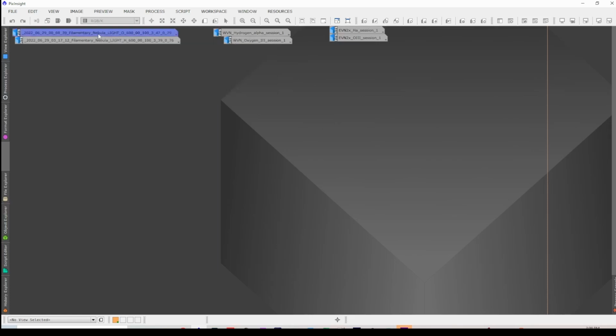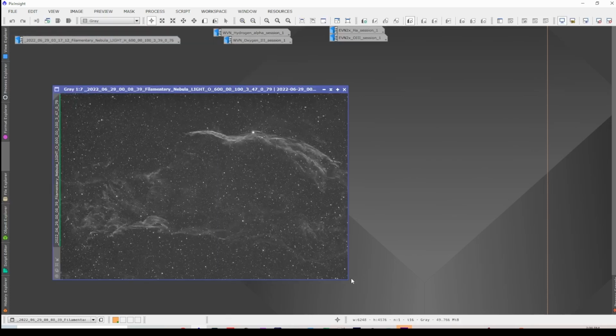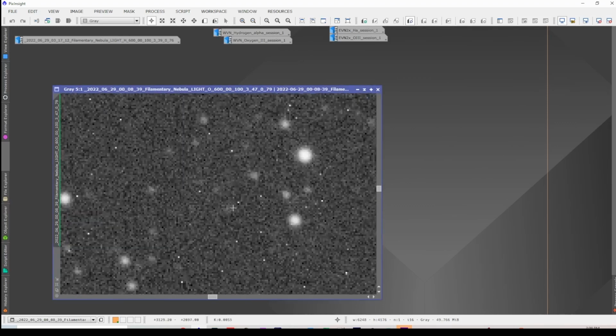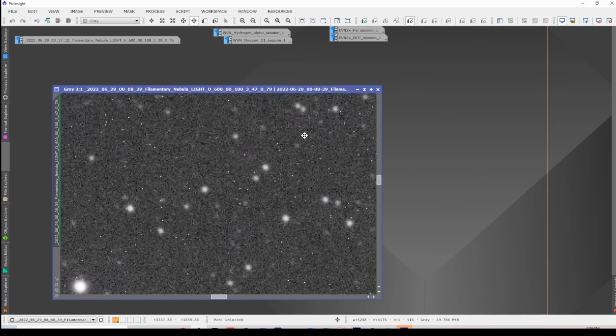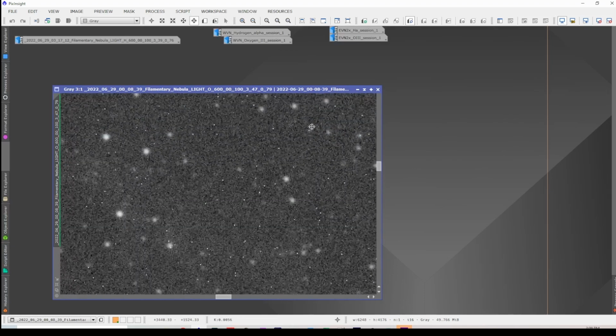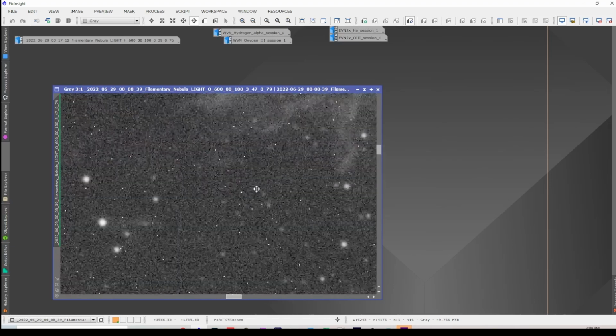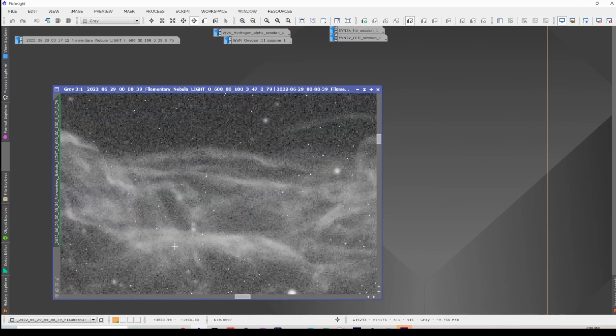So the first thing we're going to look at here is the oxygen. When we expand this out just a little bit, we're going to zoom in here and look at our noise levels. So this is an uncalibrated stack. You can see we just have the white pixels there, and those calibrate out perfectly. So there's no real flaw with that as long as you're taking darks.